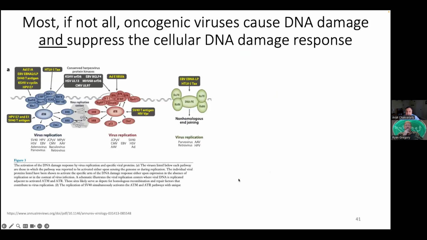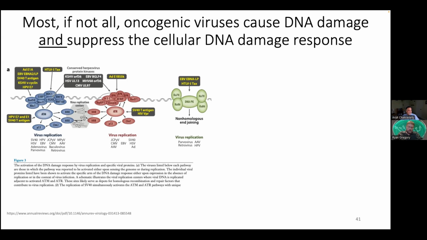So in fact, it turns out that most, if not all, viruses also cause DNA damage and suppress the DNA damage response. And that's a consequence of chromosomal instability. Once you have chromosomal instability going, you end up with a lot of double-strand breaks. Those double-strand breaks are both causal in chromosomal instability, and then they promote further chromosomal instability. So on the left-hand side, you see a diagram that shows the activation of the DNA damage response by virus replication and by specific viral proteins.